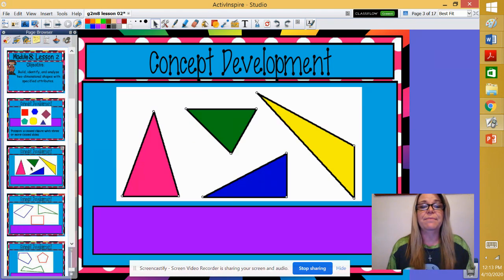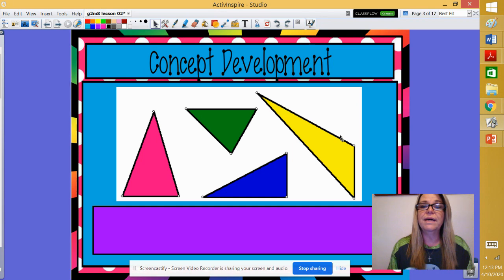So let's look at some examples. What do we call these examples on our screen? They have how many sides? 1, 2, 3. How many angles? One. An angle is where two sides come together. Okay, so we have 1, 2, 3. If you look at all four of these shapes, they all have three sides and three angles. What do we call a shape that has three sides and three angles?